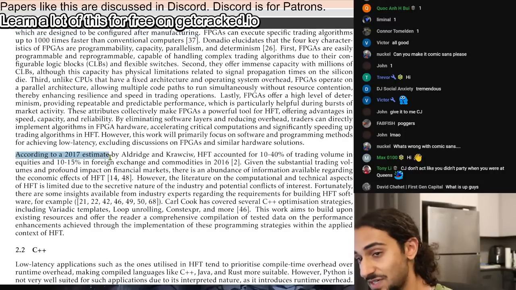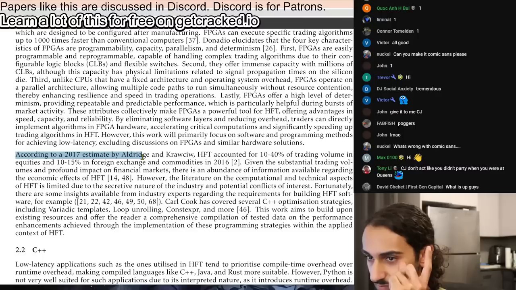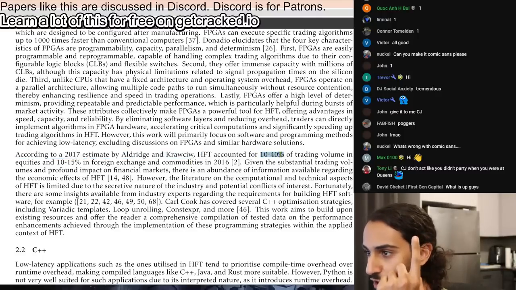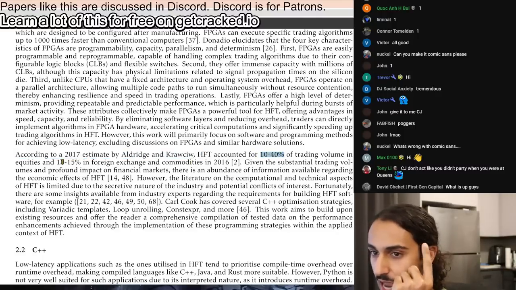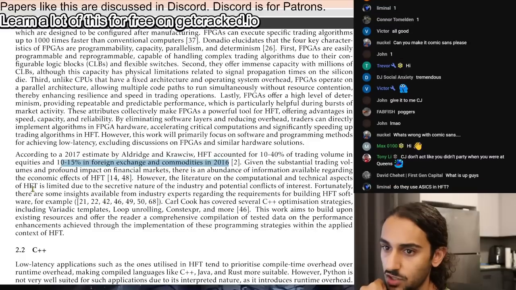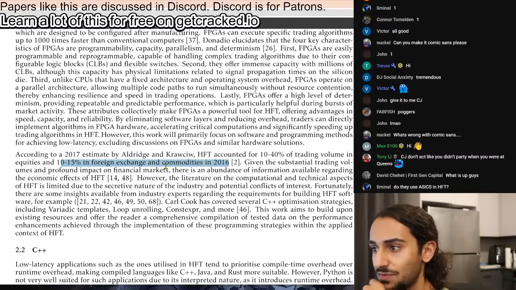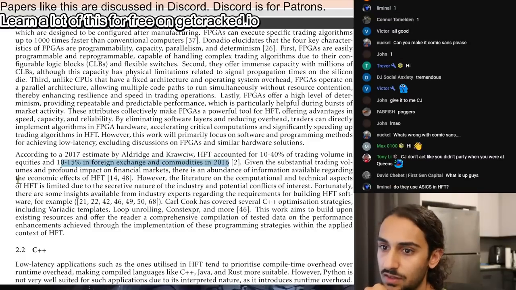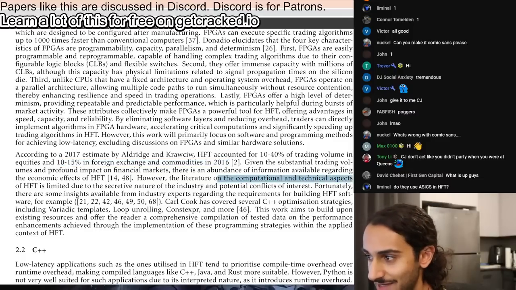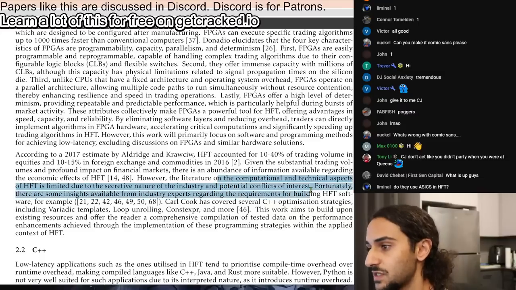According to the 2017 estimate, all right, eight years ago, HFT accounted for between, well, this is a wide range, 10 to 40% of trading volume in equities and 10 to 15% in foreign exchange and commodities in 2016. Given the substantial trading volumes and profound impact on financial markets, there's an abundance of information available regarding the economic effects of HFT. However, the literature on computational and technical aspects of HFT is limited due to the secretive nature of the industry and potential conflicts of interest.